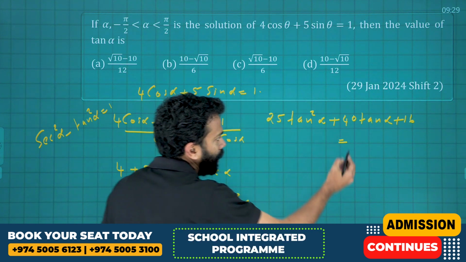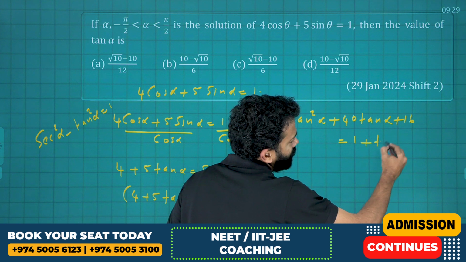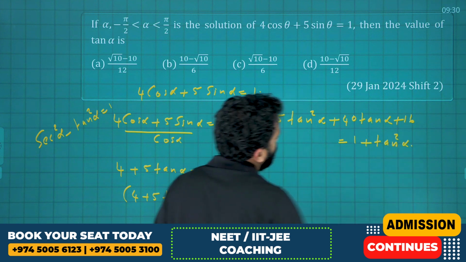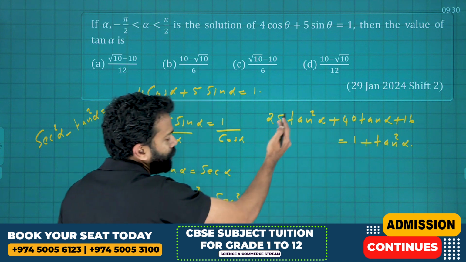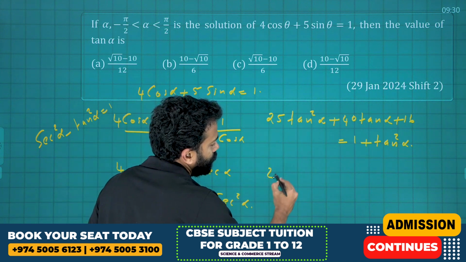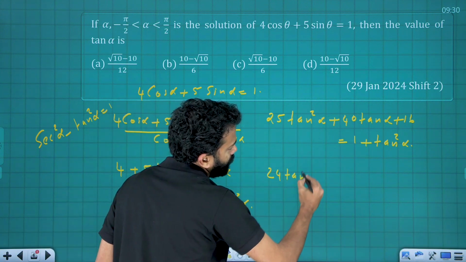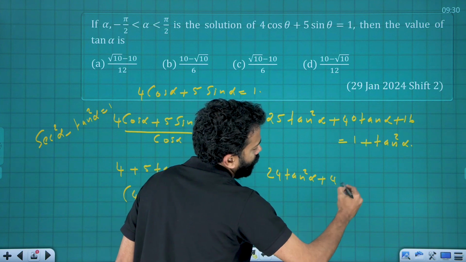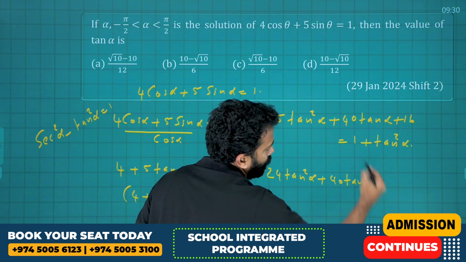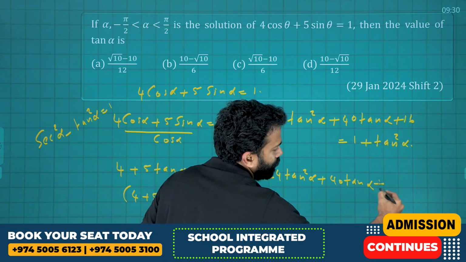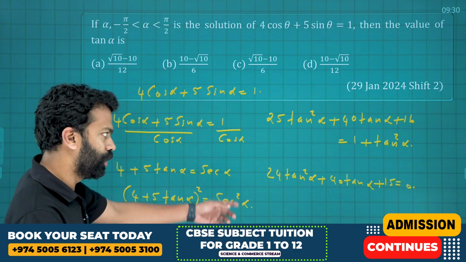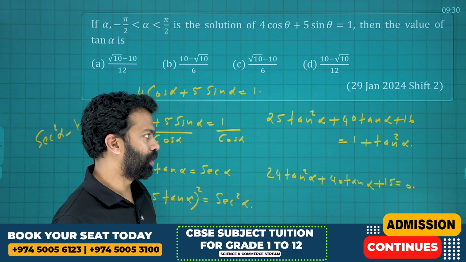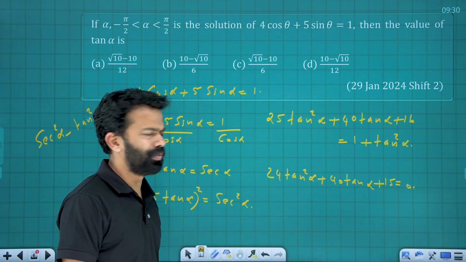Okay, so I am substituting that value here. It will be 1 plus tan square alpha. Okay, I hope you are getting the idea here. See, take this tan square alpha to the left hand side and it becomes 24 tan square alpha plus 40 tan alpha, 16 minus 1 is 15, plus 15 is equal to 0. Okay, so that is the equation. 24 tan square alpha plus 40 tan alpha plus 15 is equal to 0, and it's done.